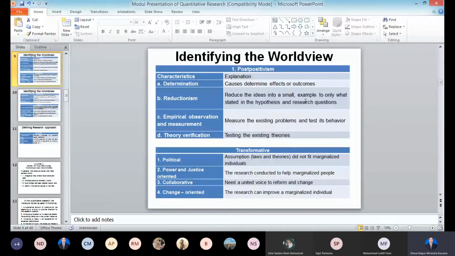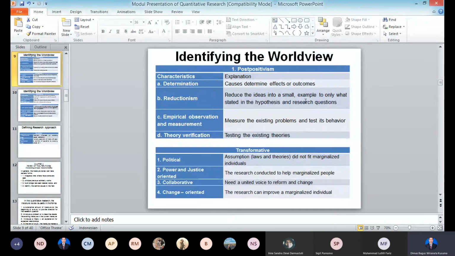And the last one, theory verification. You are testing the existing theories. Therefore, if you conduct this positivism research, you have to put in some related theories. If you conduct research on economic growth, you take some theories about the concept of economic growth, and you indirectly try to test whether your finding in the end confirms the existing theories.